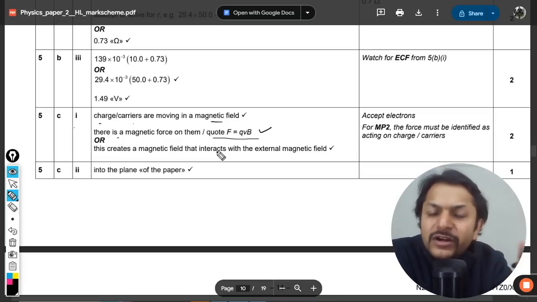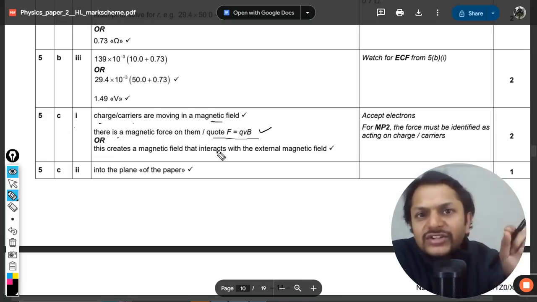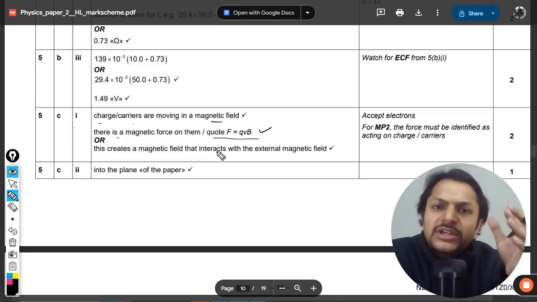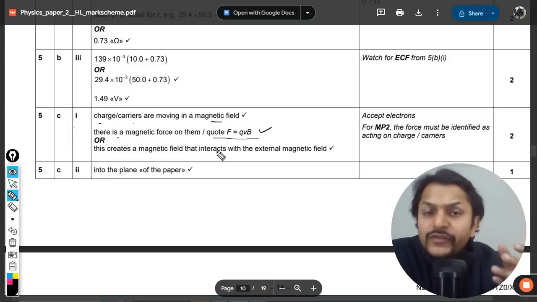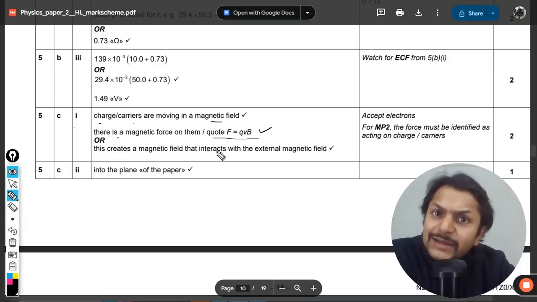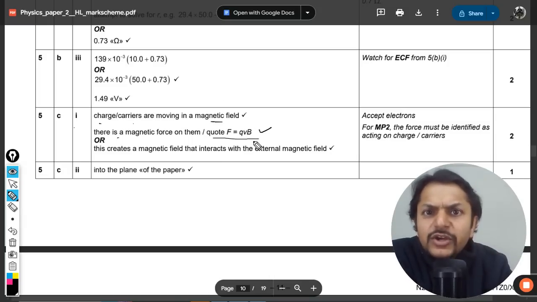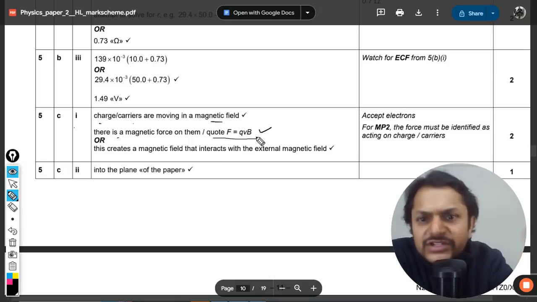So we need not go there. We can just write that there are charges which are moving. Current can be assumed to be the movement of positive charges going in the same direction. And by the application of the formula QvB, clearly there is a force F acting on this.